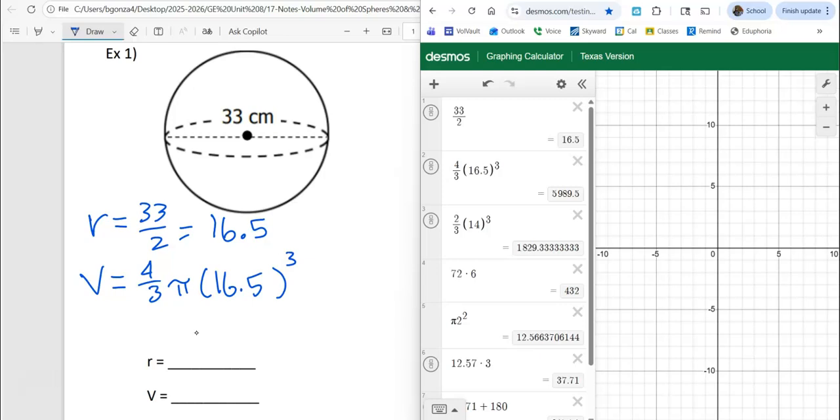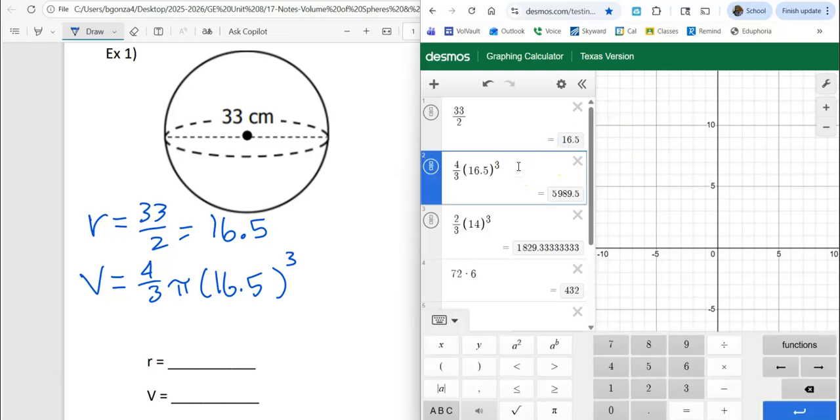Now, remember, we're doing terms of pi. Do not type the pi. So I put 4/3, and then I put 16.5 cubed. Now, by the way, do y'all know how to get cubed? What button do I press here to get cubed? A with a little b in the exponent. A to the b, and then you type the 3.